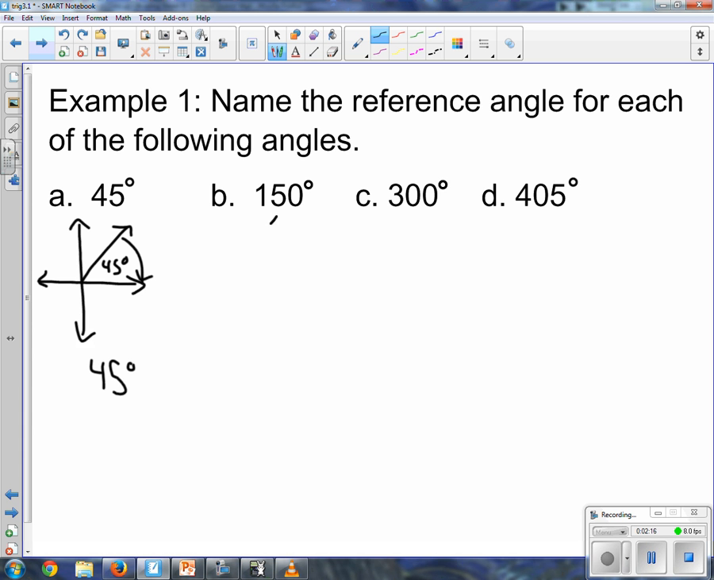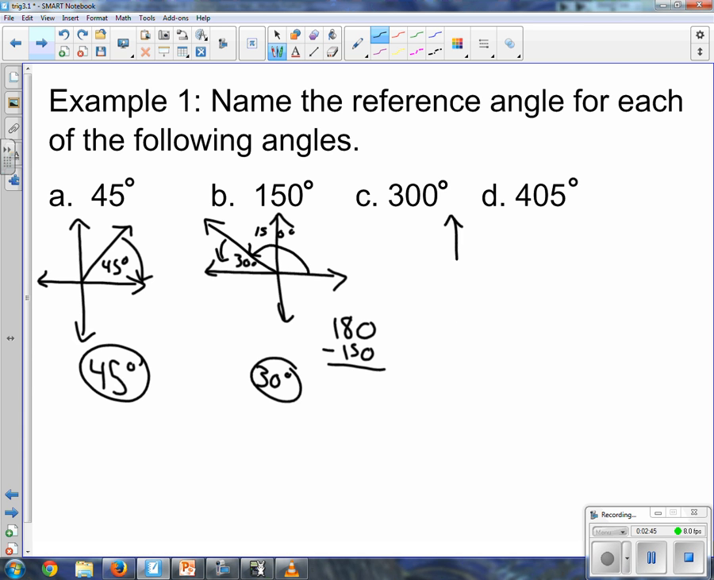On B, we're going to graph again, and we're doing 150. So I'd start here. That takes me to 90, a little farther. So there's 150. To get to the x-axis, if I've already gone 150, think halfway around is 180. 180 minus 150 would give me 30 degrees. So that's the reference angle.